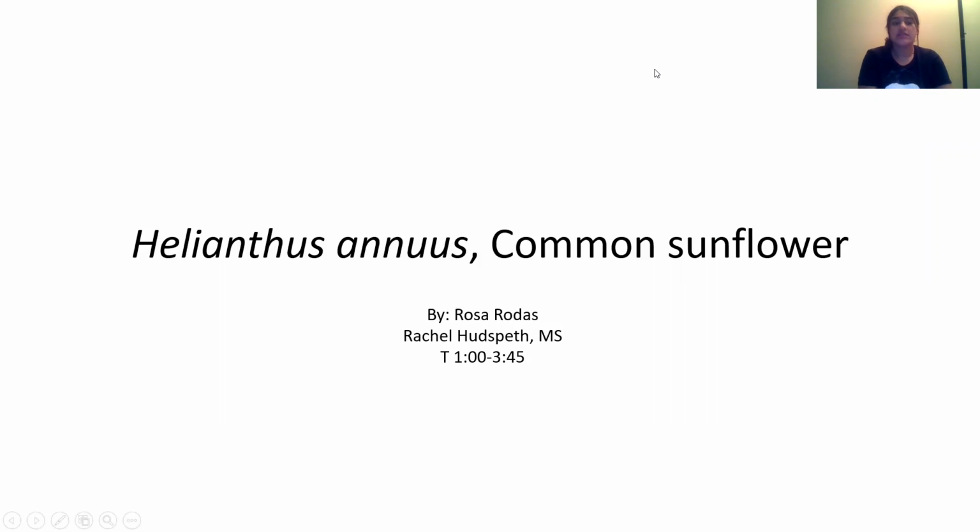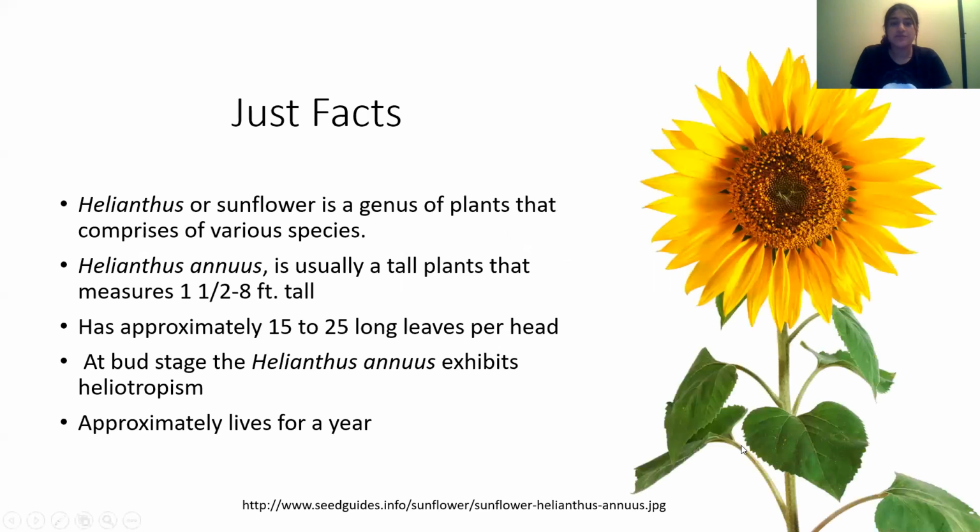Hello, my name is Rosa Rodas, and today I'll be talking about the Helianthus annuus, which is commonly known as the common sunflower, which is really not that common.